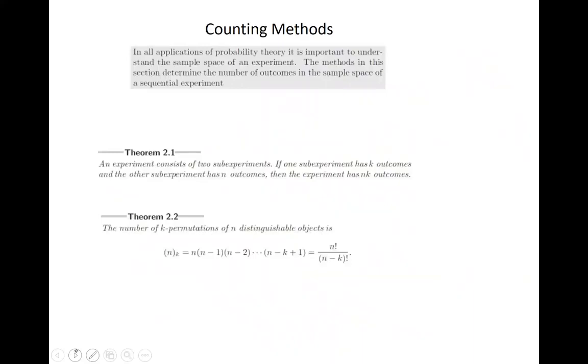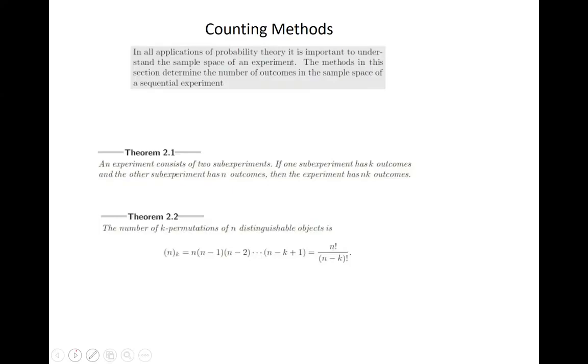Next, counting methods. Counting is simply a way to estimate the elements of the sample space, so the outcomes of the sample space. If we have sequential experiments, we can start with the theorems.